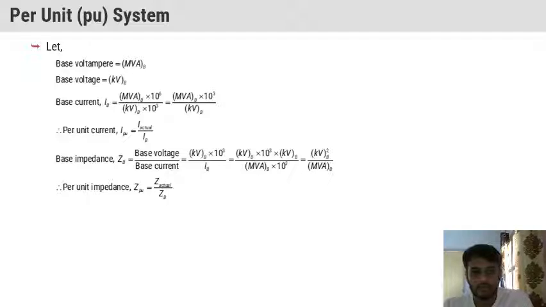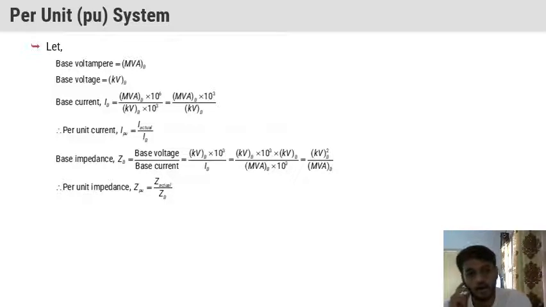Let us take one example, or one explanation, of how we can find the per unit value. If we take the base volt ampere as MVA base, and the base voltage as kV base, these are our two bases. Now we want the base value for current and impedance. As I said earlier, we have only two base values, power and voltage, and the others are derived from those two.